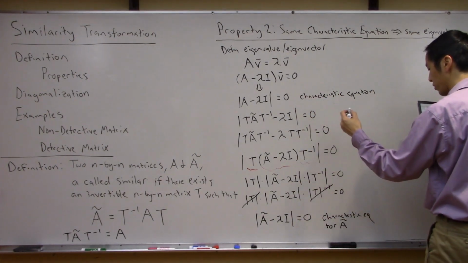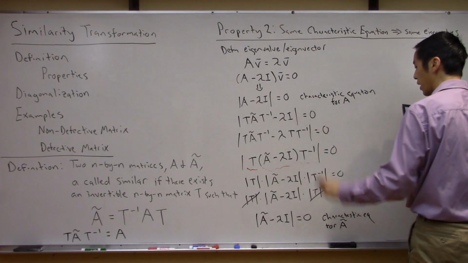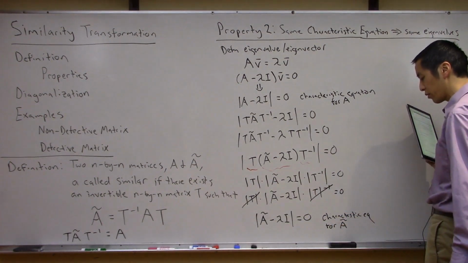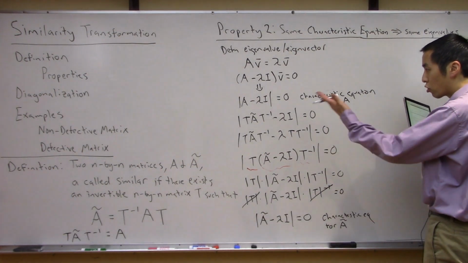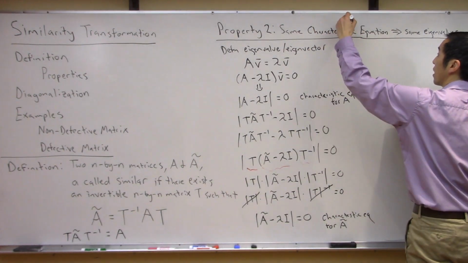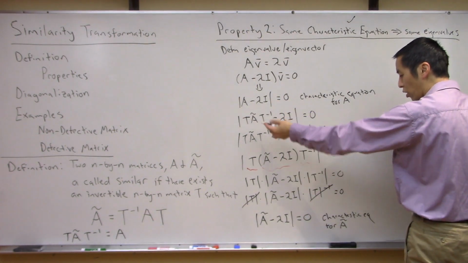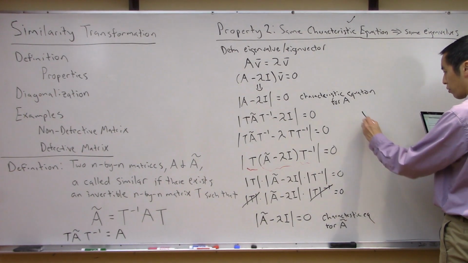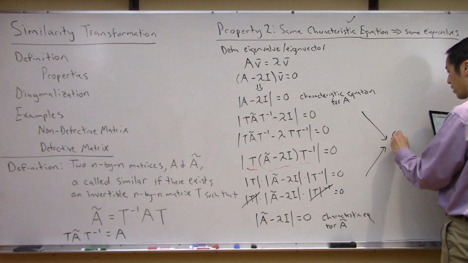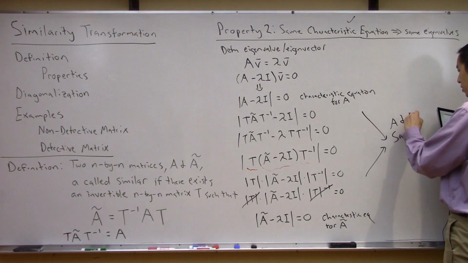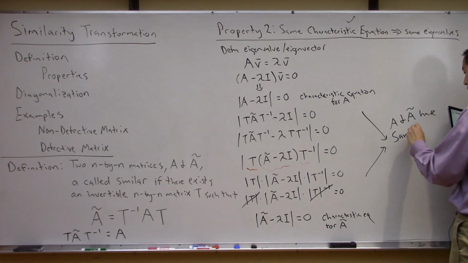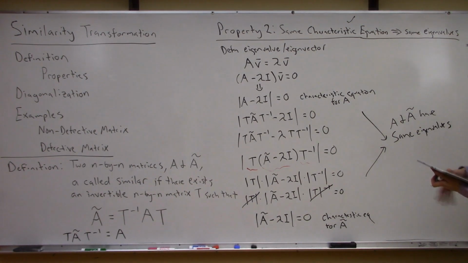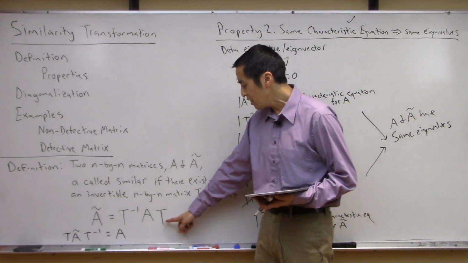This one up here is the characteristic equation for A, and it's basically the same thing. We see that the characteristic equation for A is the same as the characteristic equation for A tilde. So that shows this first part, that we have the same characteristic equation. Since we're solving this characteristic equation to get eigenvalues, this implies that both A and A tilde have the same eigenvalues. So the eigenvalues remain unchanged under any similarity transformation.